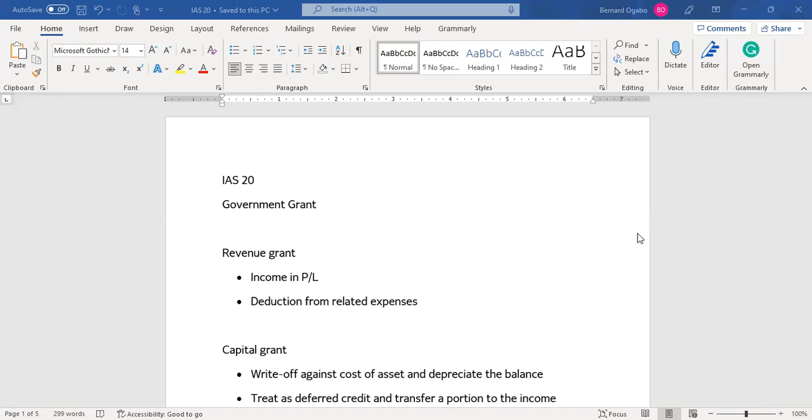So government grants come in two ways: the revenue grants and the capital grant. And we're going to use the next few minutes to explain how we are supposed to treat government grant if it is a revenue grant or if it is a capital grant. For revenue grant, there are two permissible ways of treating it. Number one, you can recognize the revenue grant as an income in the P&L directly, or you deduct that income from the related expenses.